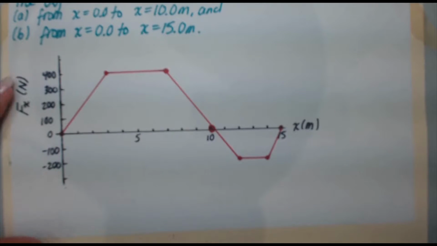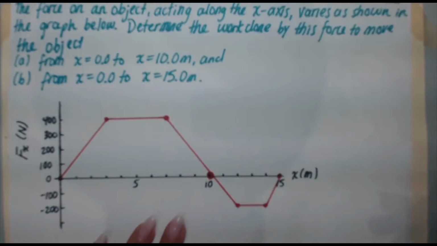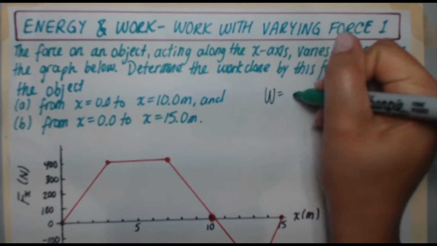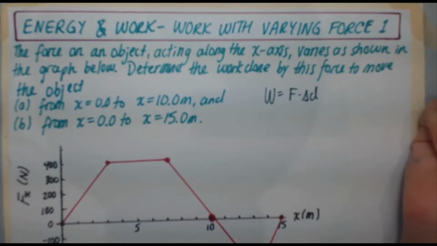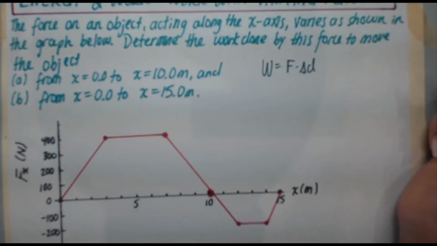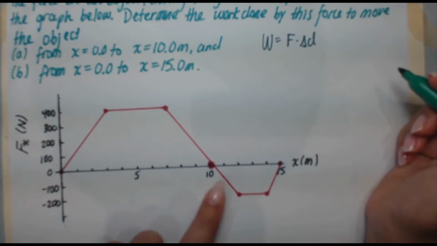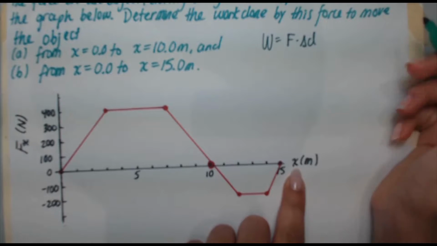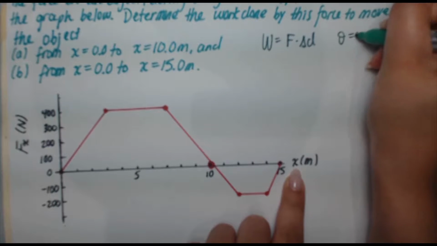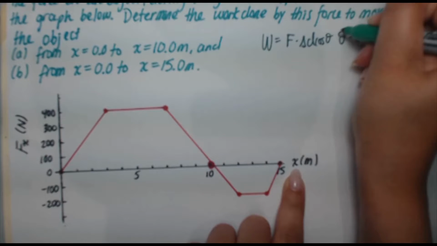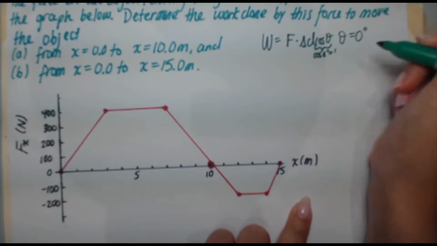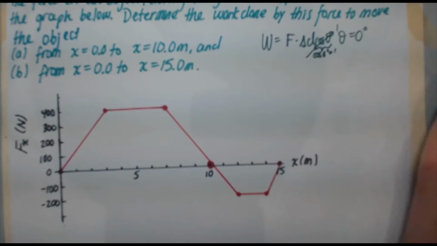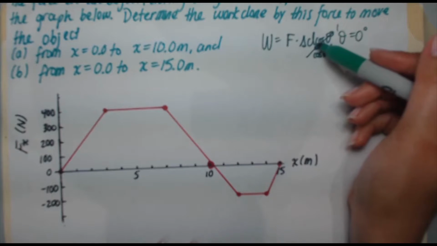Okay, so here we're looking for work. Think back to our formula for work. Work is equal to force times displacement, of course, times cosine of theta. But here our force is in the x direction and our displacement is in the x direction. They're in the same direction, therefore theta is equal to 0. So the cosine of 0 is equal to 1, and that disappears. So work is force times displacement.